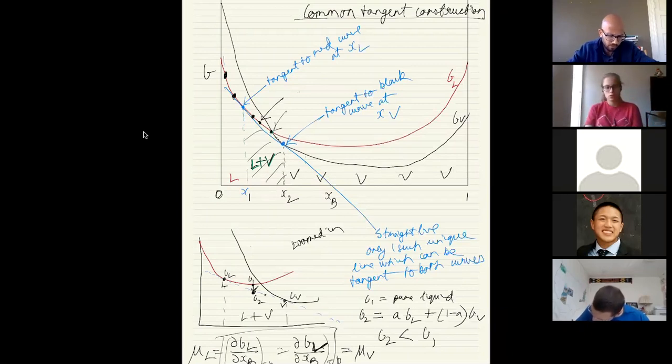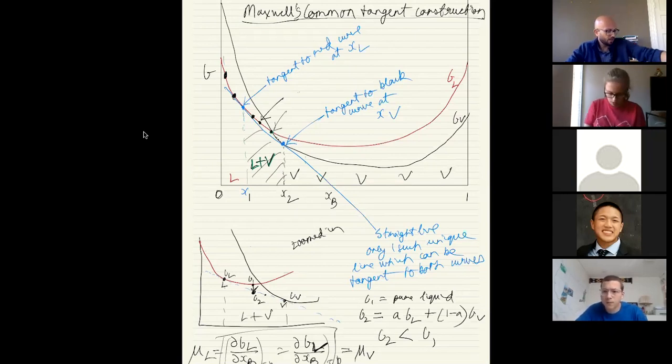So it becomes simple. That's why we do this common tangent construction. The person who came up with this common tangent construction was Maxwell, the physicist, who has Maxwell's laws and Maxwell's equations and all those things. He came up with this, and this is how we explain our two-phase existence region. Okay, any questions?